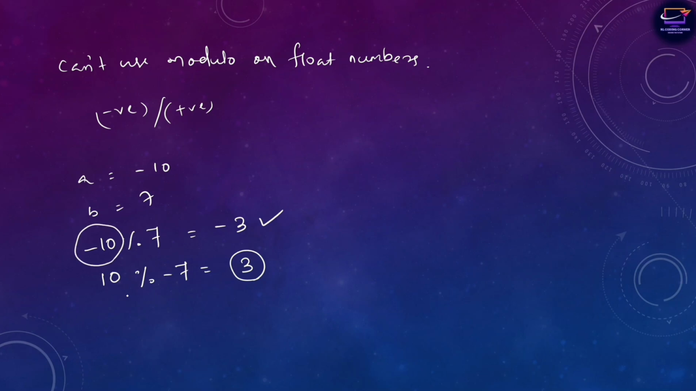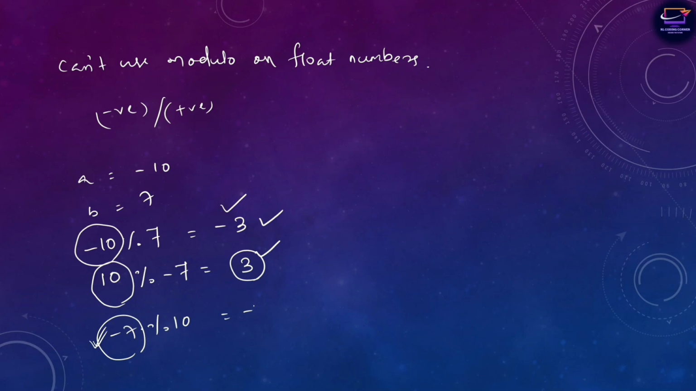The sign of the first operand will be the sign of the result. Not the second one. If minus 7 modulo 10, then in that case the result will be negative, because the sign of the first operand is negative. So while using the modulo operator, you have to take care of these things also.